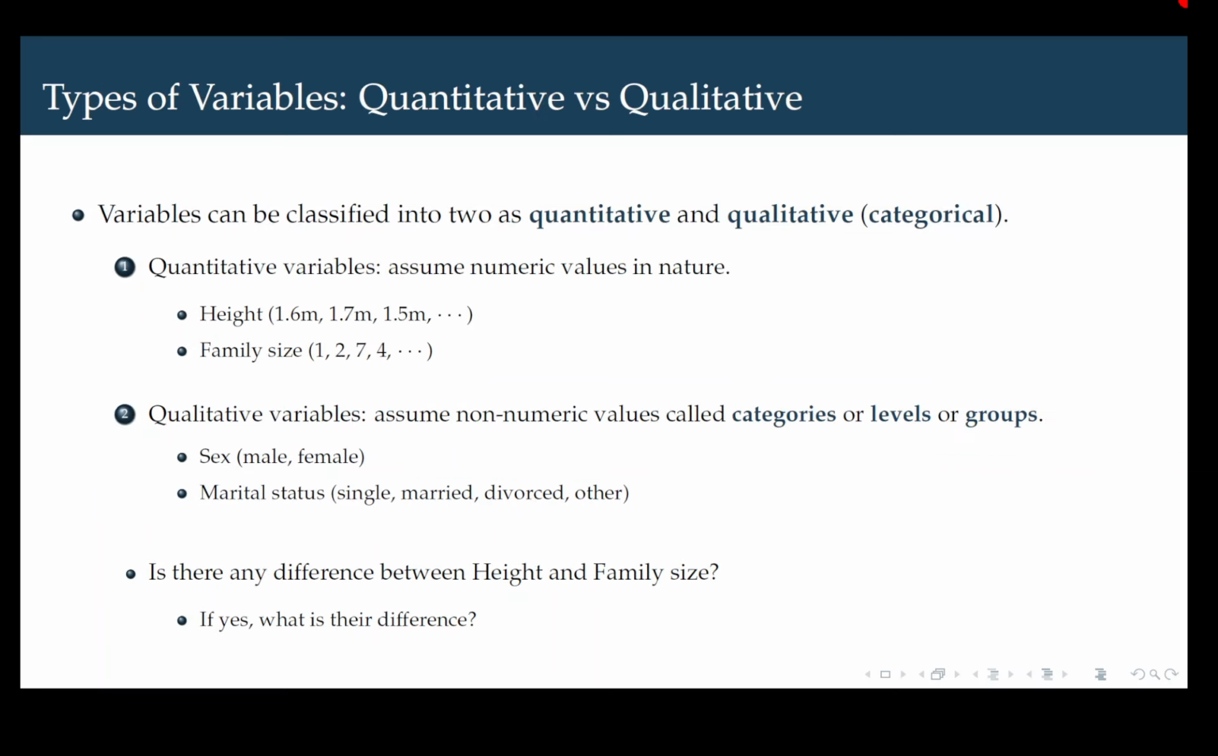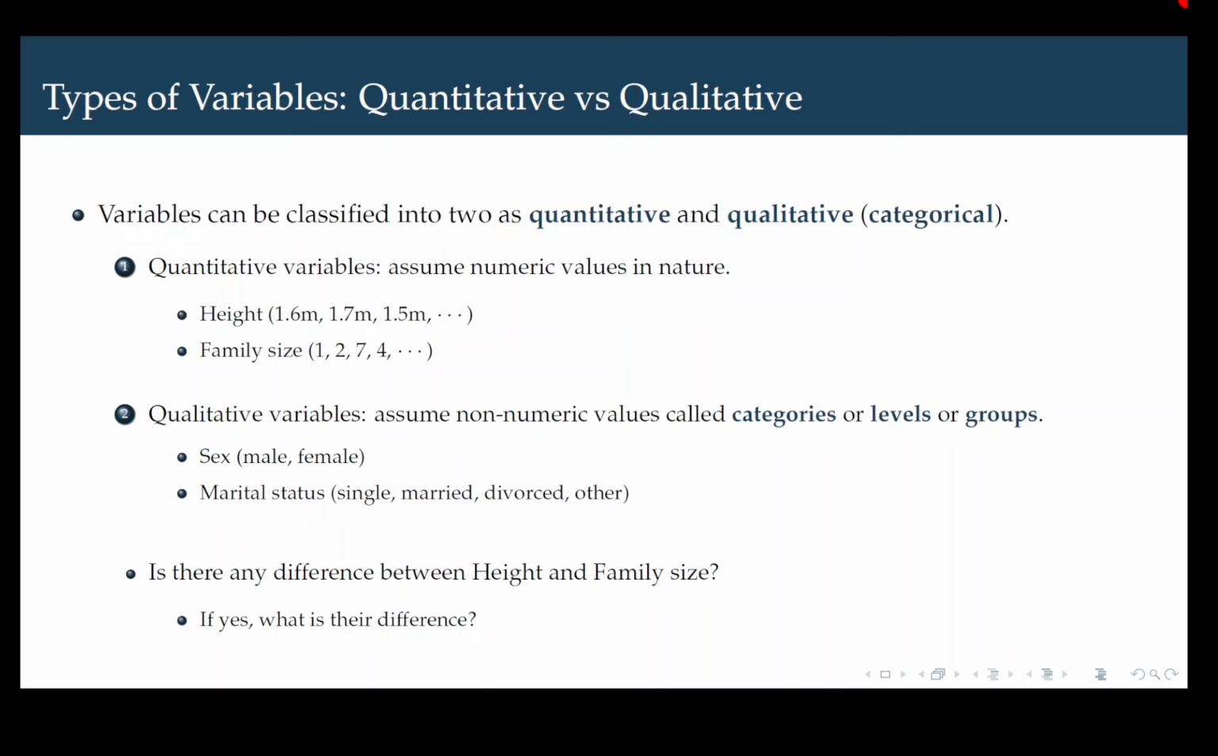Then, based on the values that the variables assume, they can be classified into two as quantitative and qualitative or categorical. The quantitative variables are those variables which assume numeric values in nature. You can consider height and family size. Height and family size are numeric in nature, or they assume a numeric value by nature. That means the values of these variables cannot be non-numeric. Therefore, height and family size are quantitative variables.